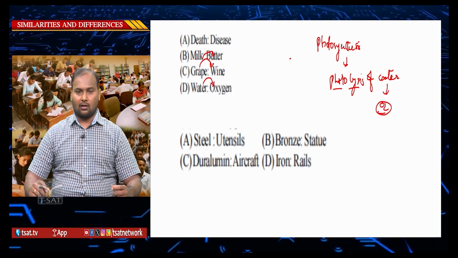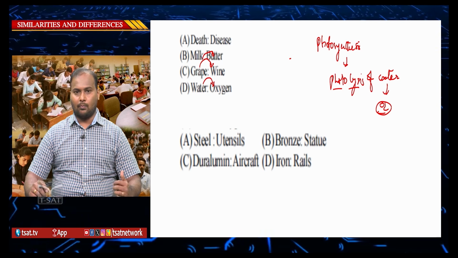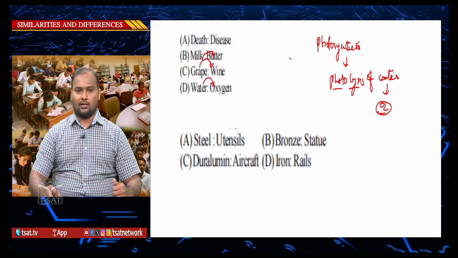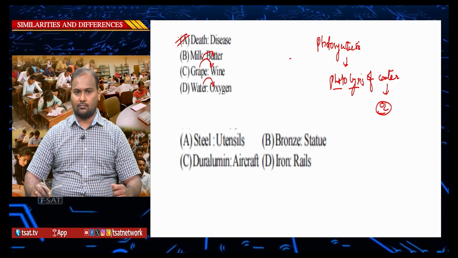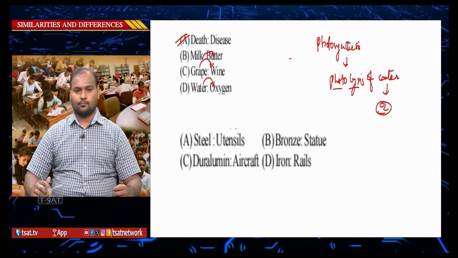And whatever water is absorbed by the plant from the soil, from that water it breaks down the molecule and produces oxygen. And finally, what is the answer? Death and disease is the answer. Okay, because death is caused, or may not be caused, by the disease.